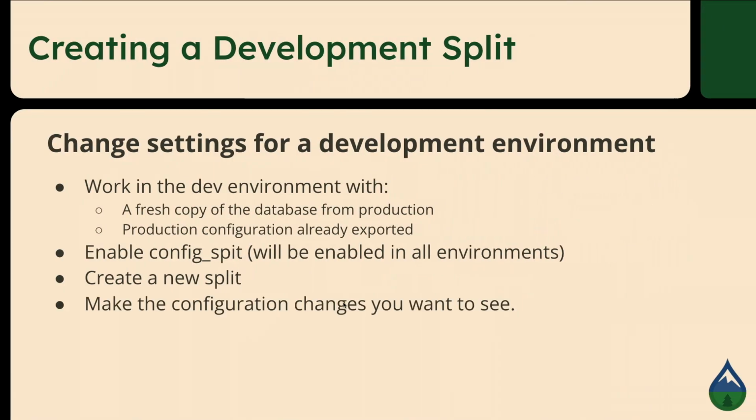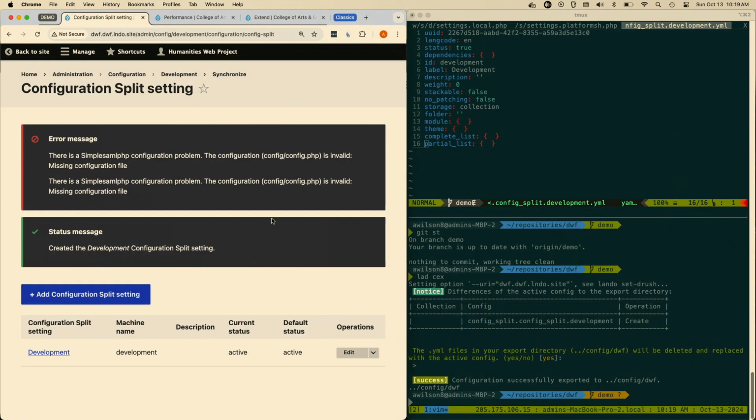So after you've created your split, you want to make the configuration changes that you want to see. What I'm going to do is, this error we've been seeing, my single sign-on setup uses simple SAML PHP. It doesn't work in a development environment. I don't want to just turn off the module because there are blocks and stuff that it sets up, and I don't want it to mess with the blocks. I just don't want to see this error all the time.